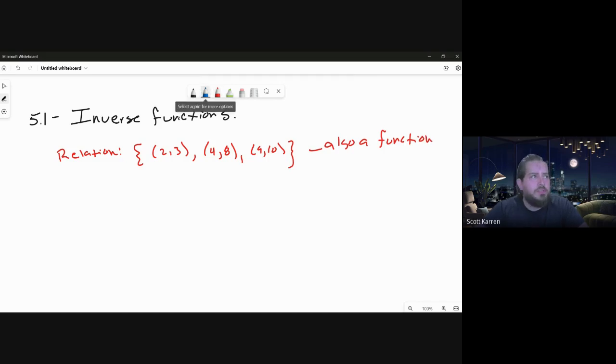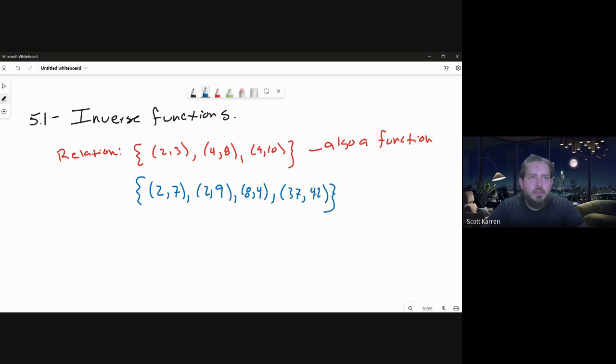We might have others. We might have, say, (2, 7), (2, 9), (8, 4). And it doesn't matter. There could be a million points in this thing, or a very small number of them. But this is also a relation. This one is not a function, because the input of 2 goes to 2 different outputs. In one instance, it goes to 7. In the other instance, it goes to 9. And so that makes this not a function.